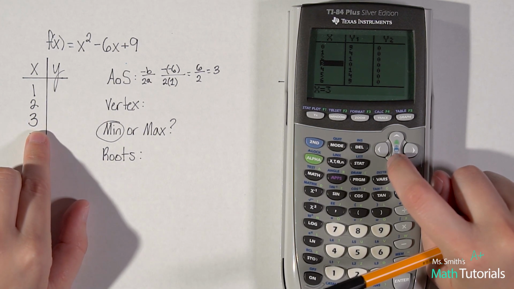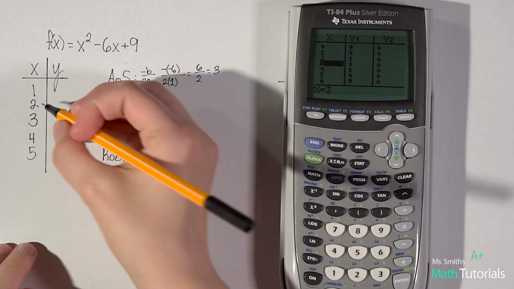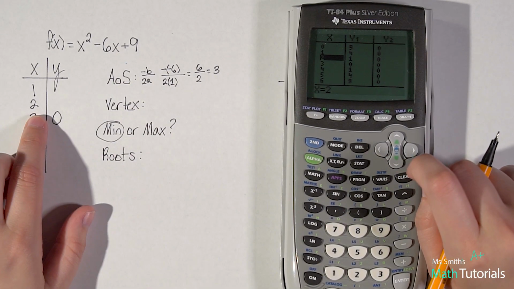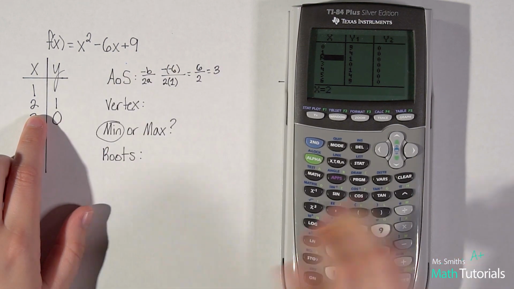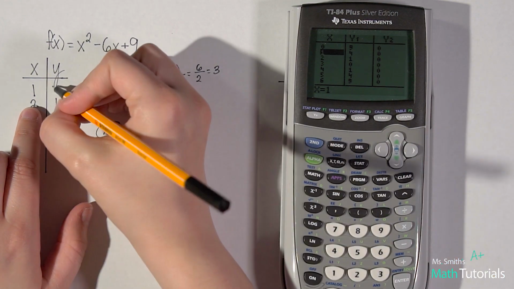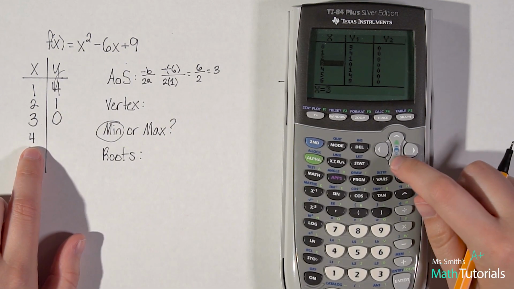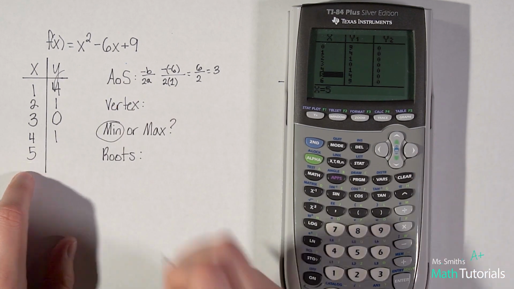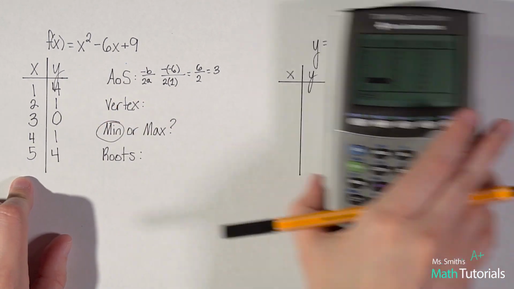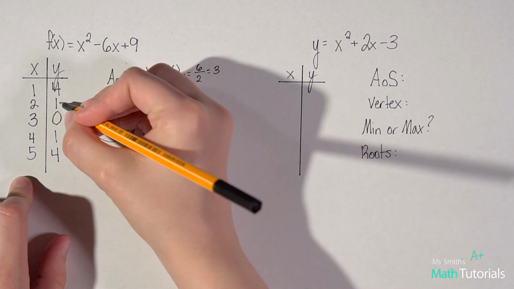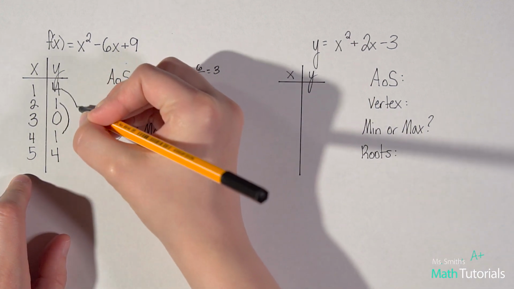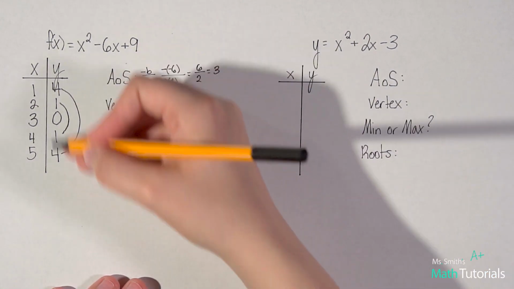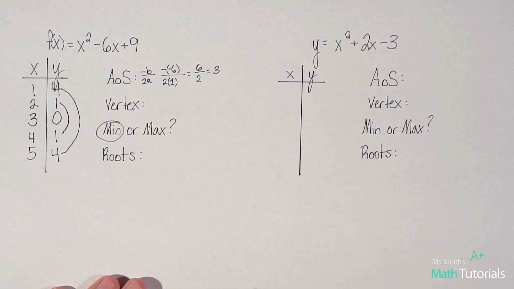So I want to know, what is y when x is 3? When x is 3, y is 0. Alright, when x is 2, y is 1. When x is 1, y is 4. Okay, let's move down. So when x is 4, y is 1. And when x is 5, y is 4. Okay, so hopefully you see that pattern there. You can kind of think of it like a rainbow pattern, because those two should be the exact same. Okay, you know you've done your table right if you've got your mirrored image.